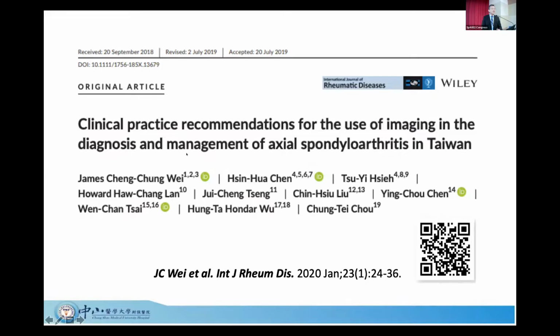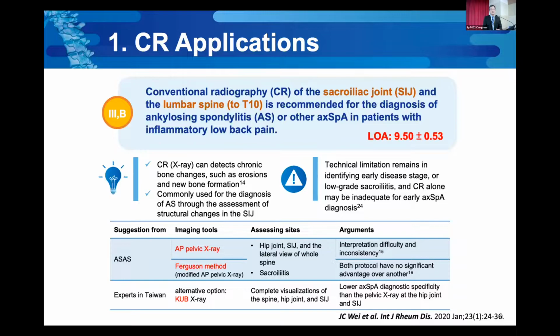So I'll go through each imaging modality very briefly. The essential one is conventional radiography. We recommend you should do conventional radiography of the SI joint, by either pelvis or KUB film. And sometimes you can use the Ferguson view, that is the angled view for the SI joint, plus lumbar spine X-ray, so that you can make a baseline diagnosis in each patient with chronic back pain for more than 3 months.